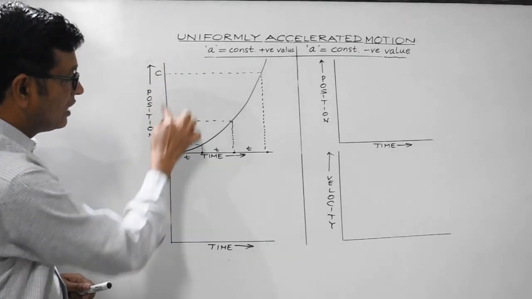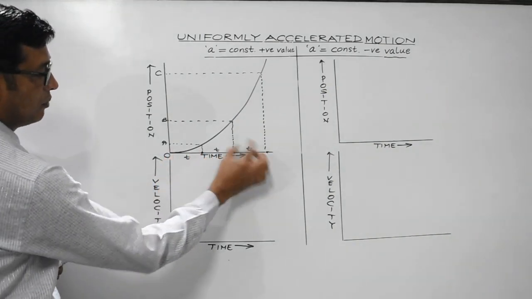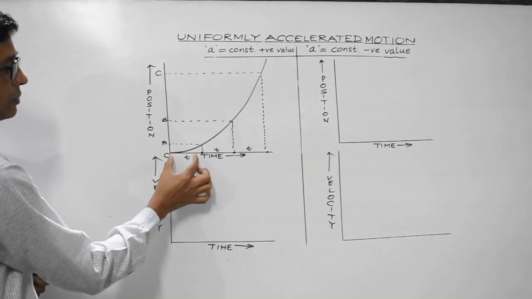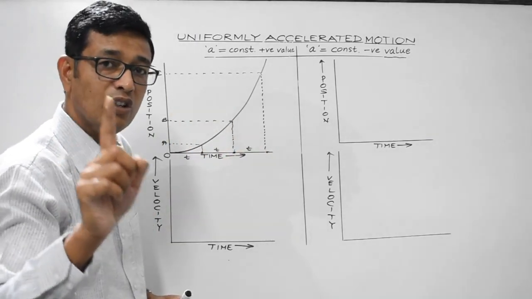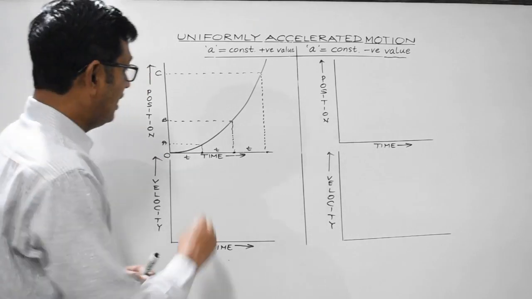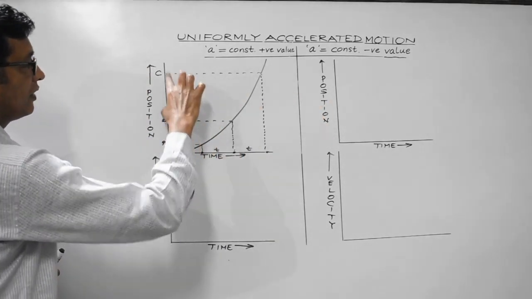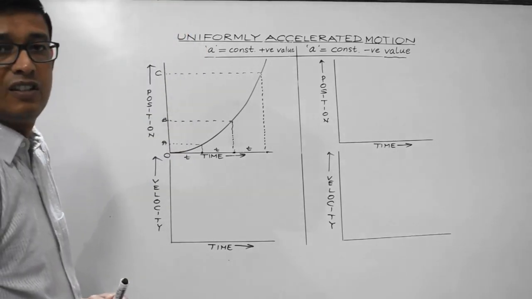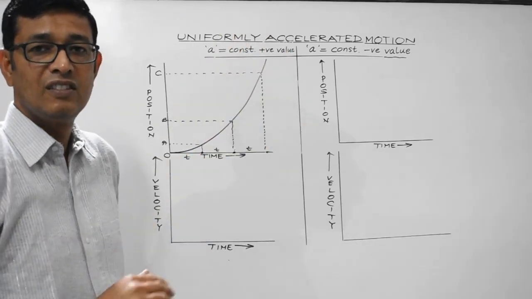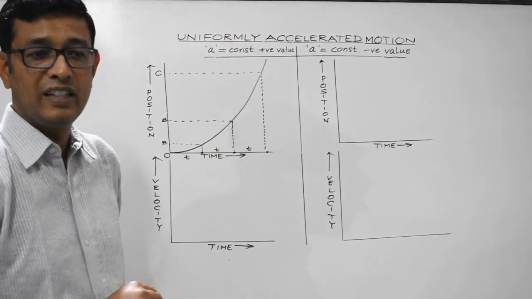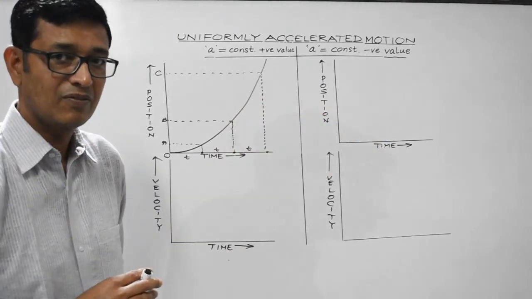Students, please try to interpret this particular graph. We are taking equal intervals of time, but the body is covering unequal displacements in equal intervals of time. That is when the body is said to be in non-uniform motion. And in this case, look, with each interval of time, the body is covering more and more distance. That is possible only if the speed of the body is increasing, the velocity of the body is increasing. Then only it will cover more and more distance per unit time.